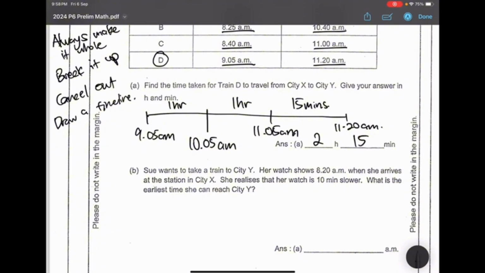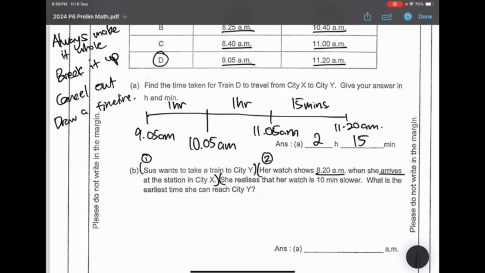Moving on to B. Sue wants to take a train to CTY. This is my first sentence. Looking at the second sentence, it says her watch shows 8:20 a.m. when she arrives. 8:20 a.m. when she arrives at the station in CTX.